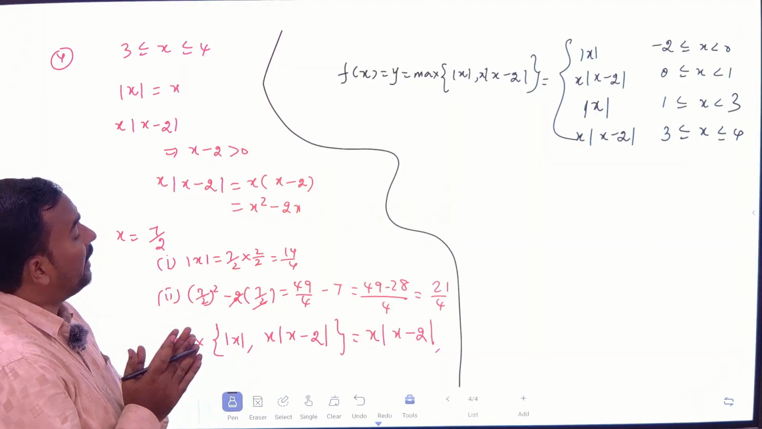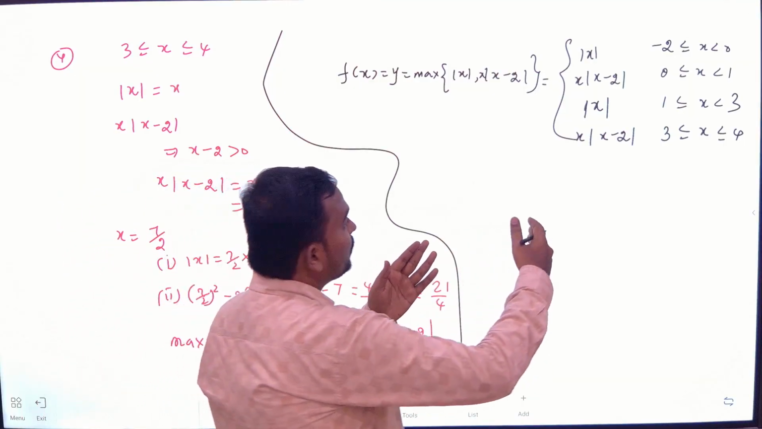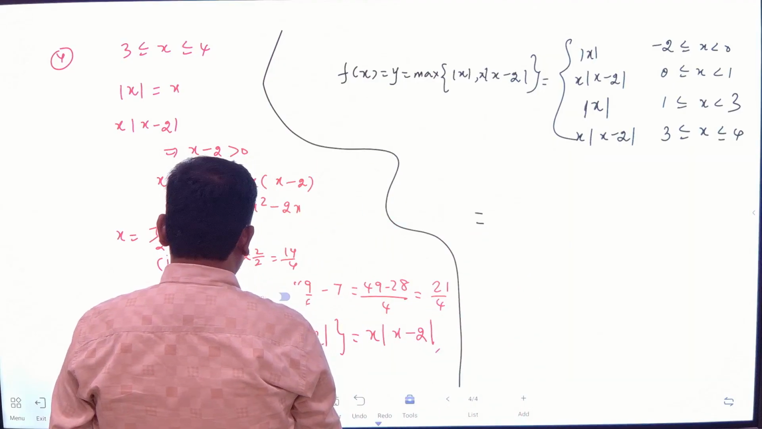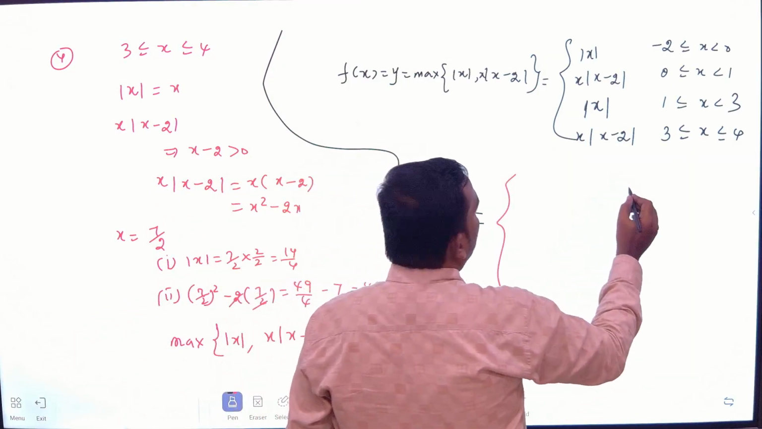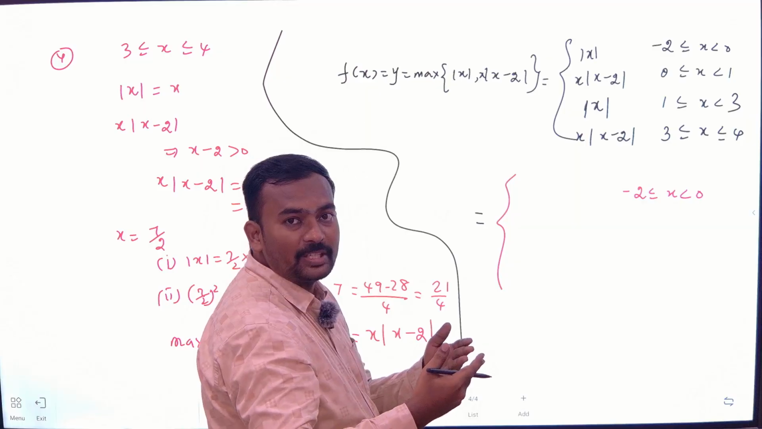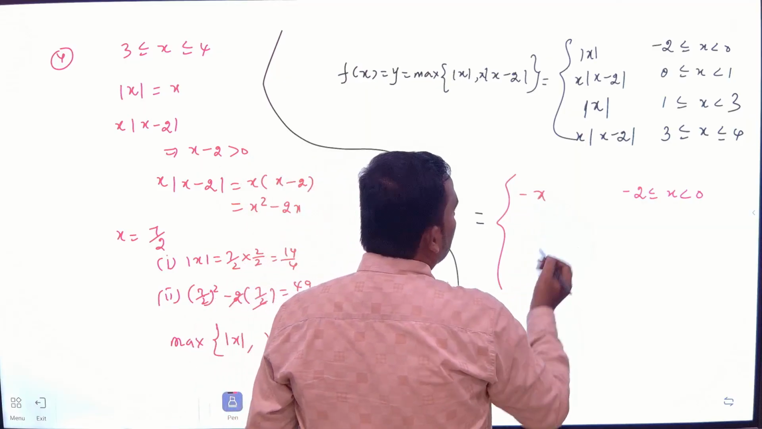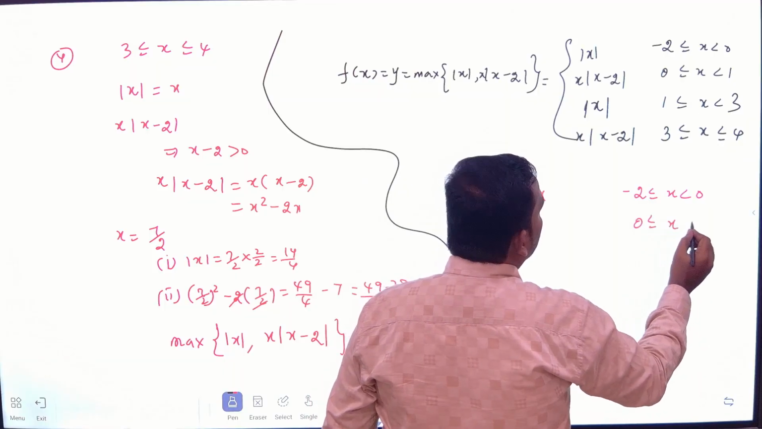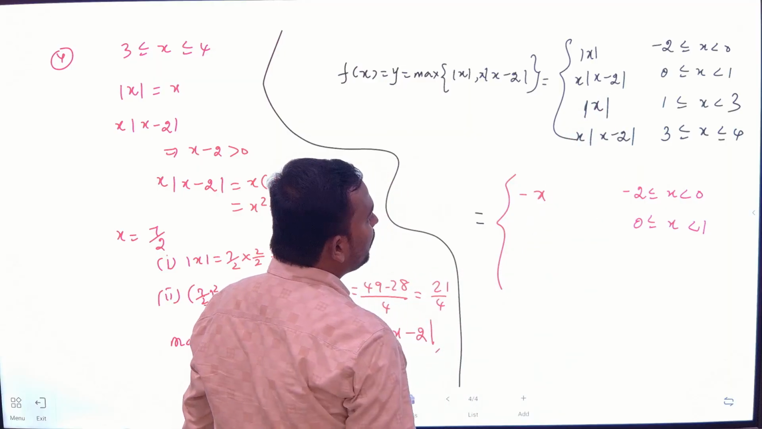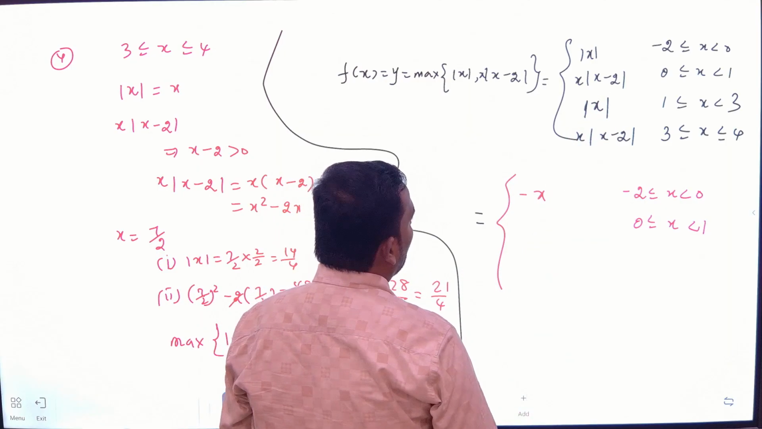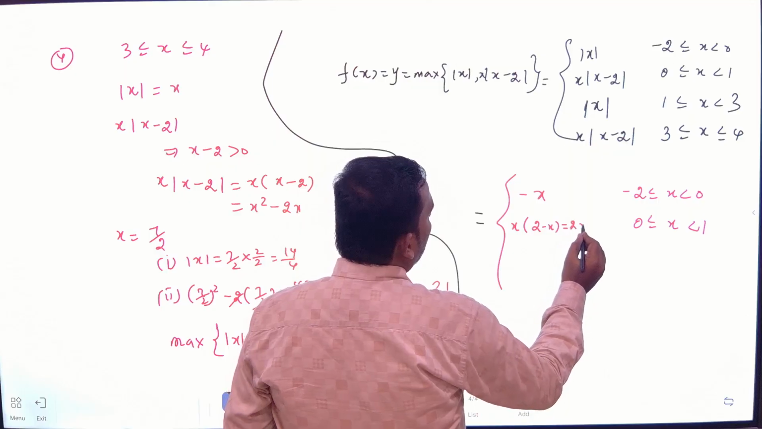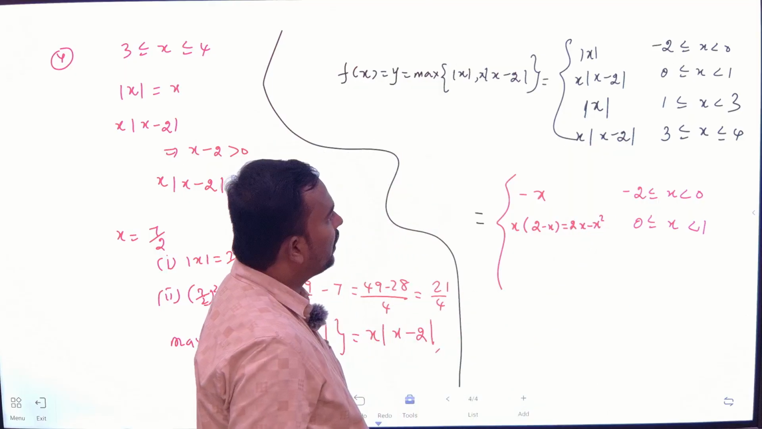Now you have to redefine again, because mod x is there, you have to check the input values here. Based on the input, you have to redefine this. Okay. So now tell me, student, quickly, minus 2 to 0, mod x is what? X is negative means mod x is minus x, right? Minus x, good. Then 0 to 1. You know that x minus 2 here is negative. Therefore, we can write x into 2 minus x, same as 2x minus x square, right?